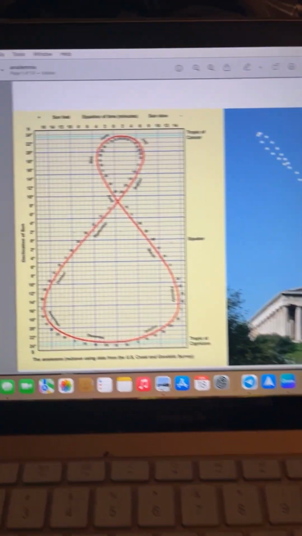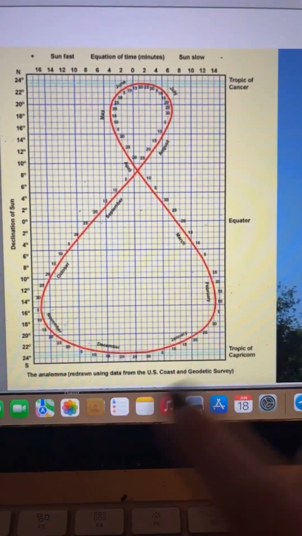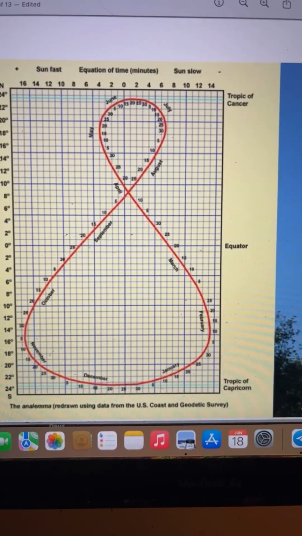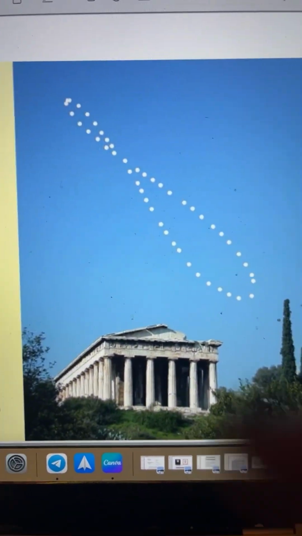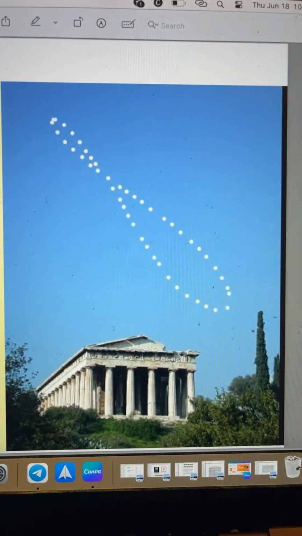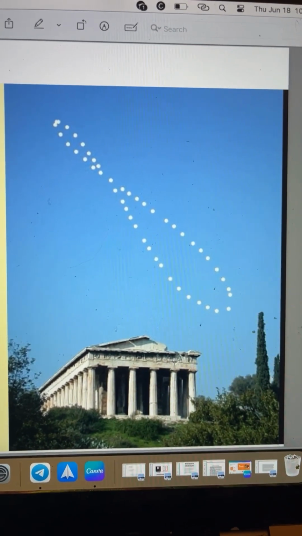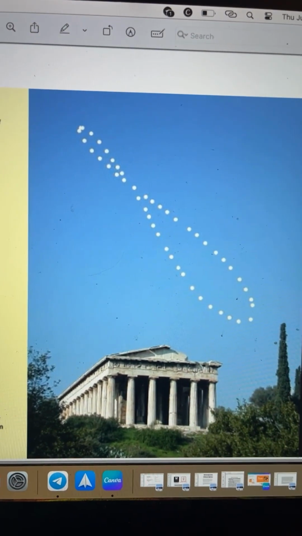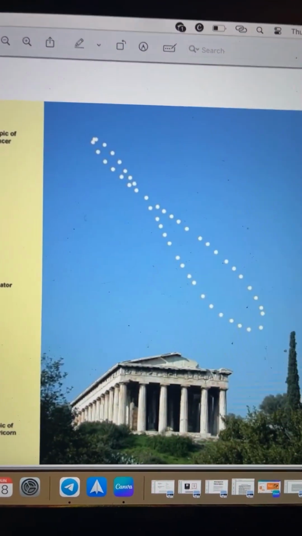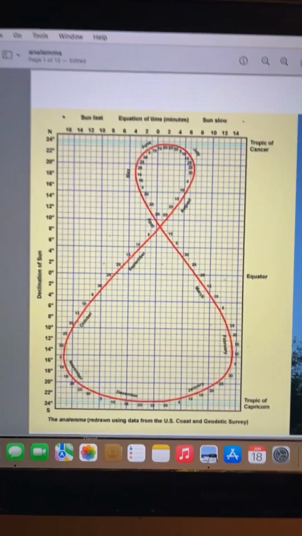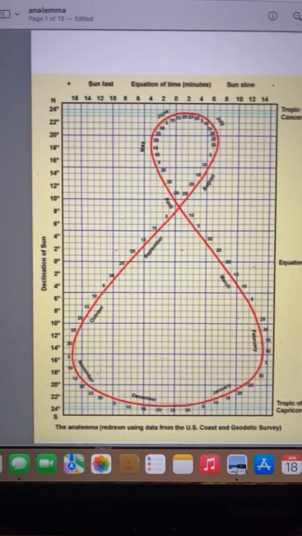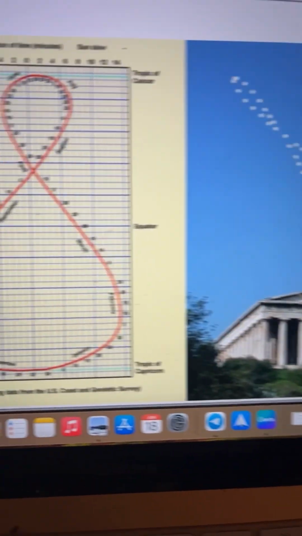Hey guys, so this figure eight that I'm showing you here is called an analemma. Over the course of a year, if you stay in one fixed place and take a picture every single day of where the sun is, at the end of 1 year you're going to come to an observation of this figure eight that the sun's apparent movement makes in the sky. And this figure is called an analemma.